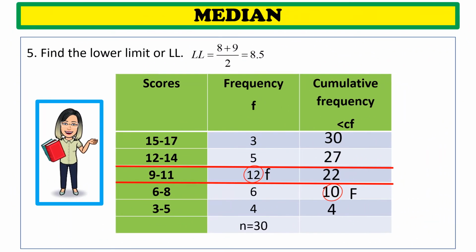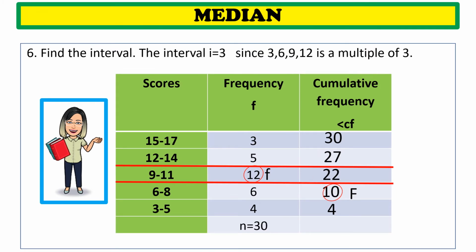In step 5, we need to find the lower limit, or LL. Look at the position of capital F and small f. It has something to do with the lower limit. We need to find the midpoint of 8 and 9. That is 8 plus 9 divided by 2, and that is equal to 8 and 5/10. And that is our lower limit.